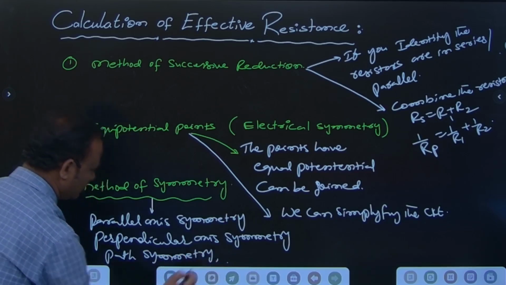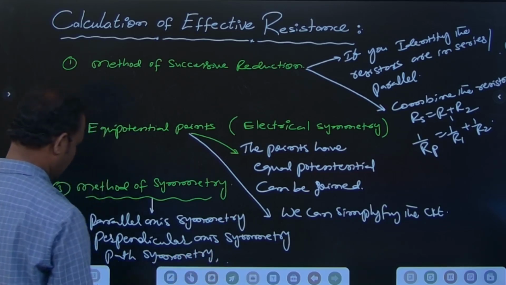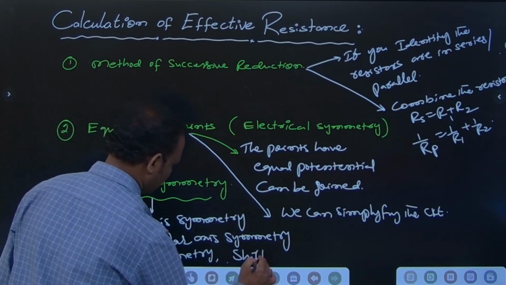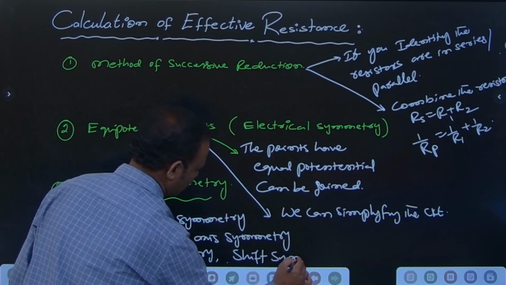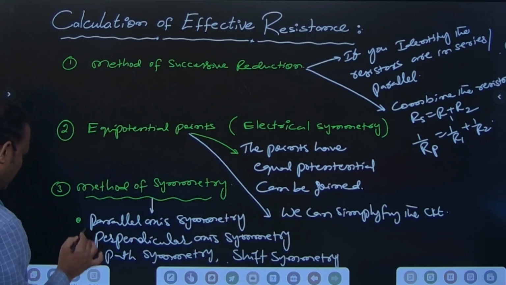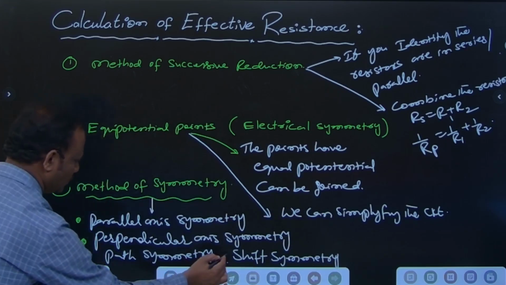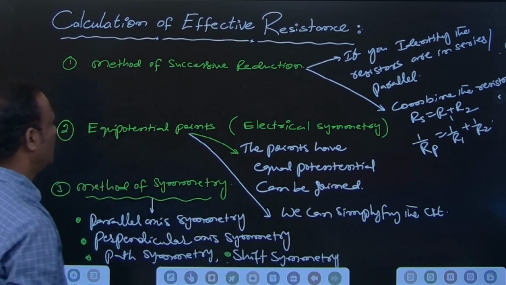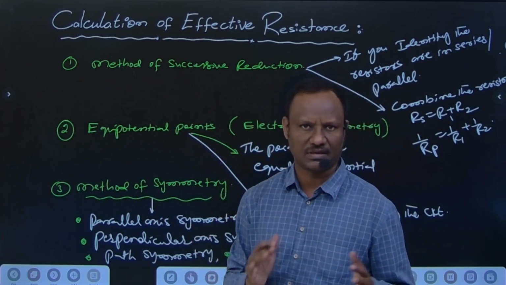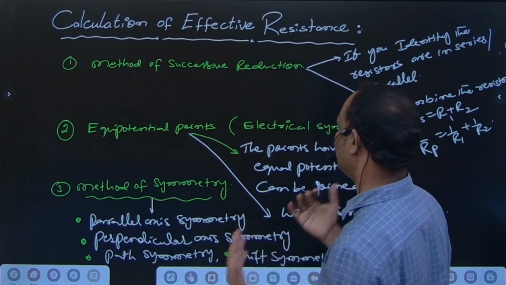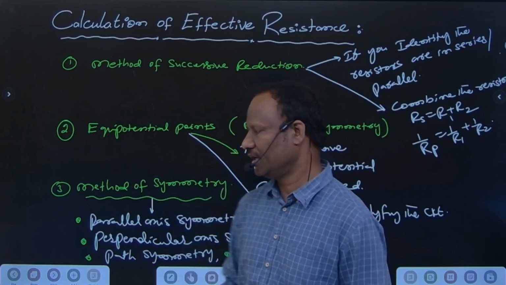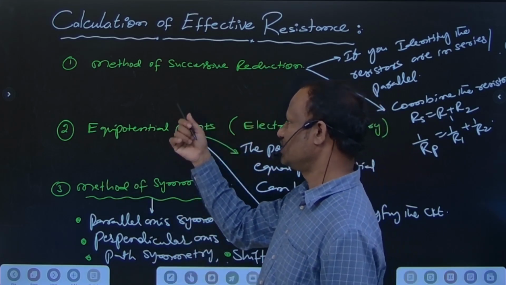Next is shift symmetry. Like this, different methods we can use, and for problem solving we can use any one of them. So these are the methods. First we identify whether the resistors are connected in series or parallel. If they are, we can use the method of successive reduction. I am going to discuss them individually, one by one.